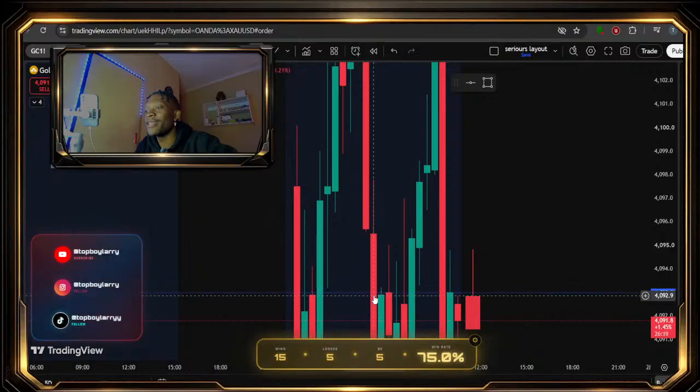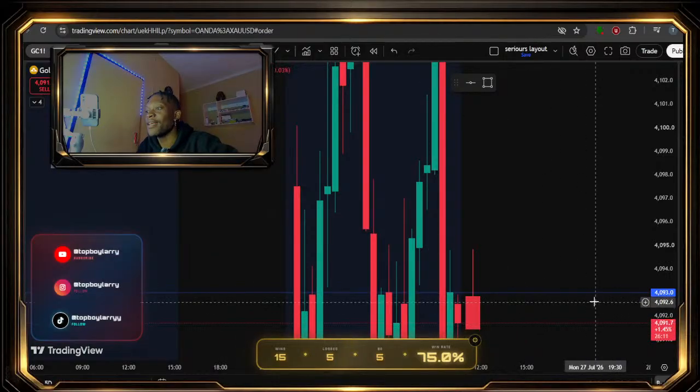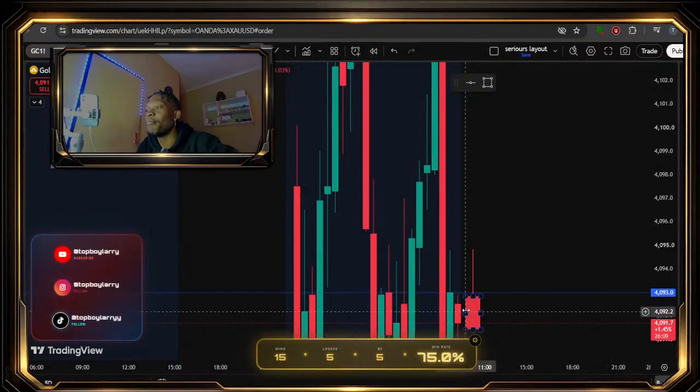Closures back inside this range here is what's keeping me out of the buys, right? I'm not gonna enter any buy for the fact that price closed back inside the range here. If we got a closure above, right, that was gonna be a different story for me.